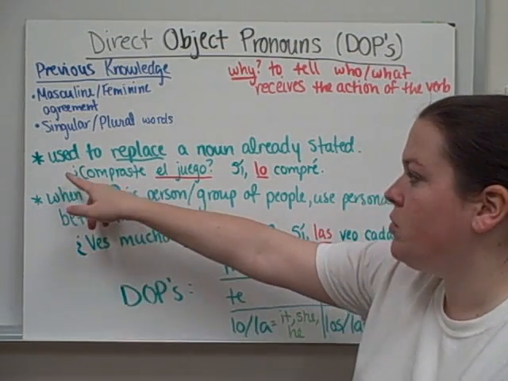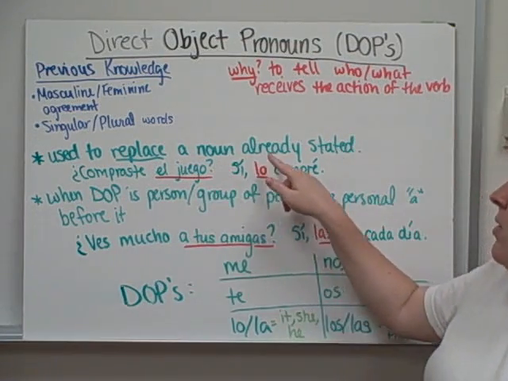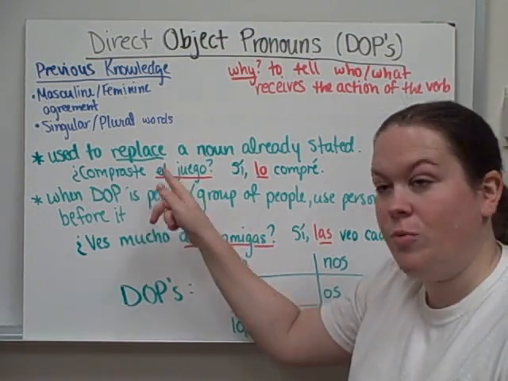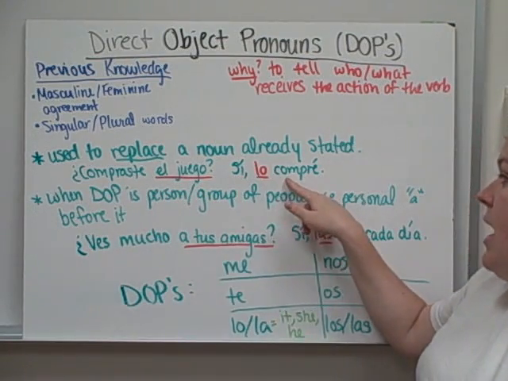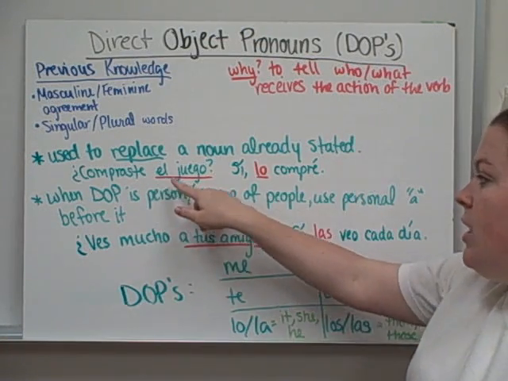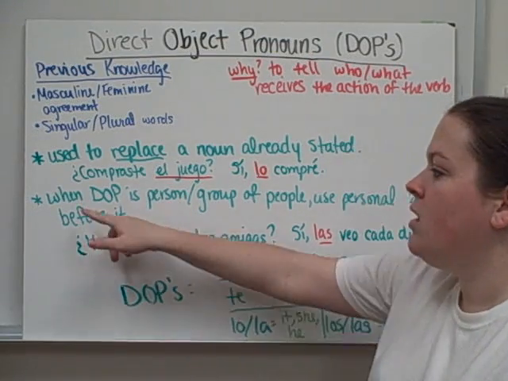Now, direct object pronouns are used to replace or sub out a noun that has already been stated. For example, ¿compraste el juego? Did you buy the game? Yes. Sí, lo compré. Yes, I bought it. El juego changes to lo. We already know it's the game.